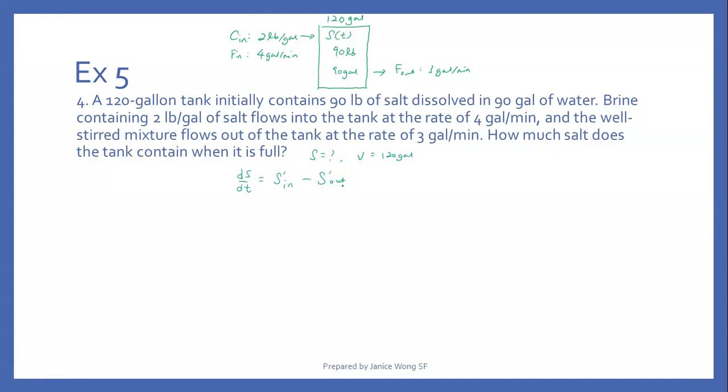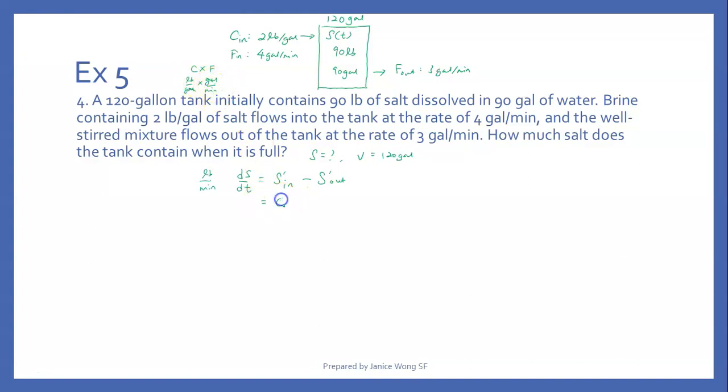We start the formation of the differential equation with this equation. Now let's talk about the unit, ds over dt, amount of salt versus time, which is pound per minute in this question. So this equation must be in the units of pound per minute. For S prime in, let's look at the inlet. We have C and F. If we take C times F, for the unit, it is pound per gallon times gallon per minute, which will give us pound per minute, right?